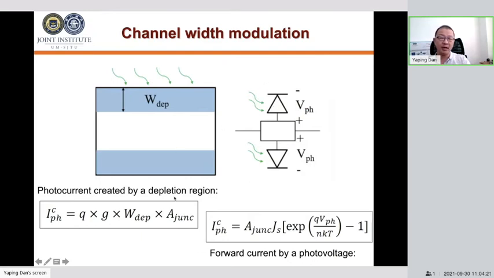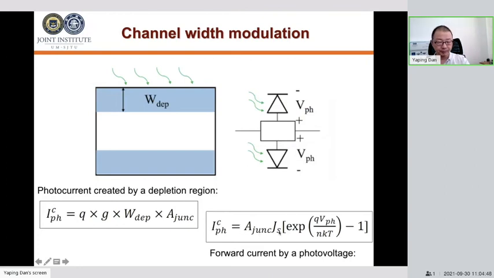We can generate carriers separated by the depletion region. This will create a forward photocurrent. The forward photocurrent will create a forward photovoltage. That photovoltage will create a forward current that will cancel out this reversed photocurrent. Based on this, we can rewrite this equation.